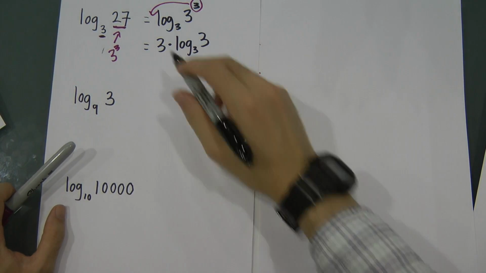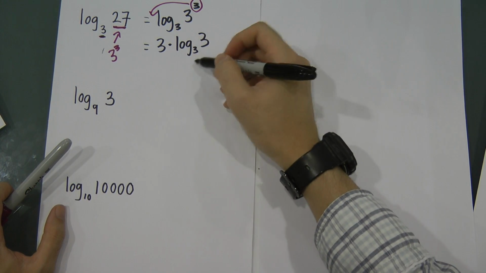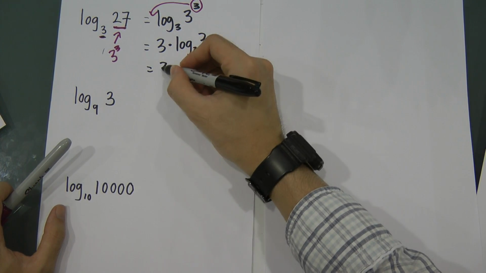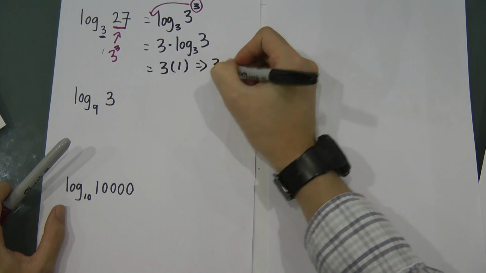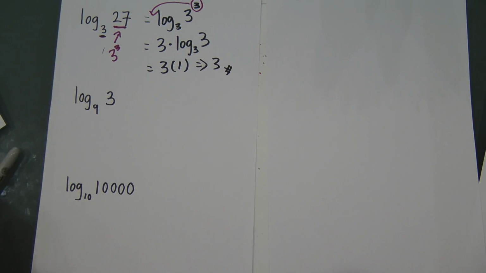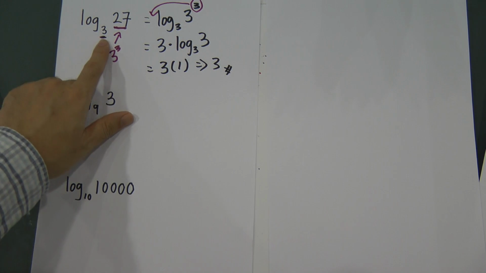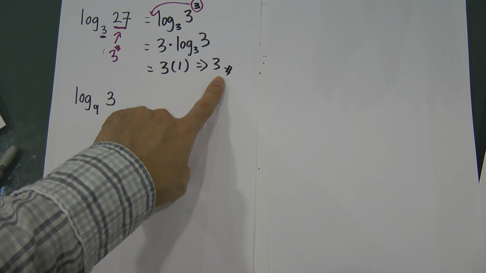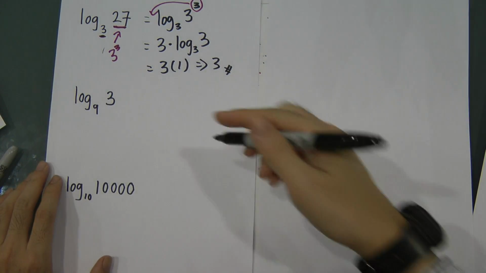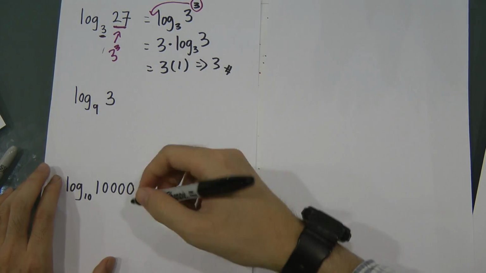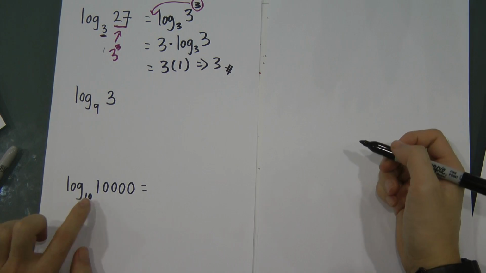So it becomes 3 multiplied by log 3 3. And just now I said log a a will equal 1. So log 3 3 is equal to 1. So this one is 3 multiplied by 1. So therefore it will equal 3. So therefore, we know log base 3 of 27 is equal to 3. It's very simple. Alright, okay, this one we do later because this one will be slightly complicated. We come to this one.